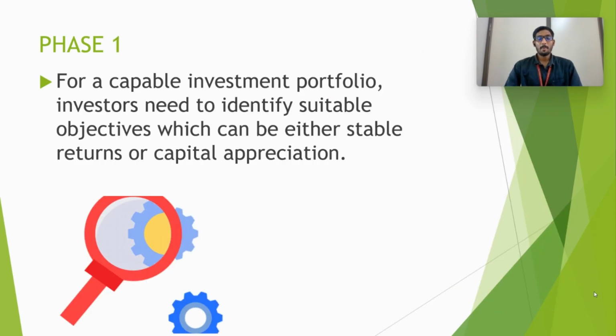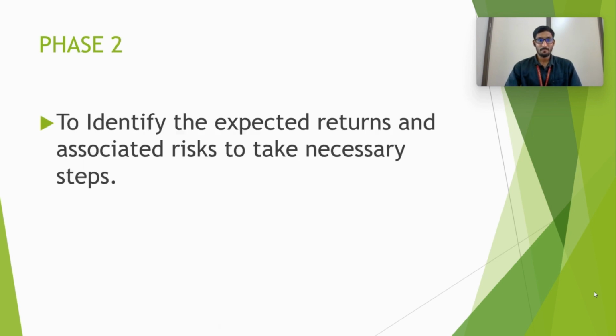Phase 1. For a capable investment portfolio, investors need to identify suitable objectives, which can be either stable returns or capital allocation. Here, the risk needs to be lower and the returns need to be higher. Only by following the news of the particular company will he be able to understand what the phase is.